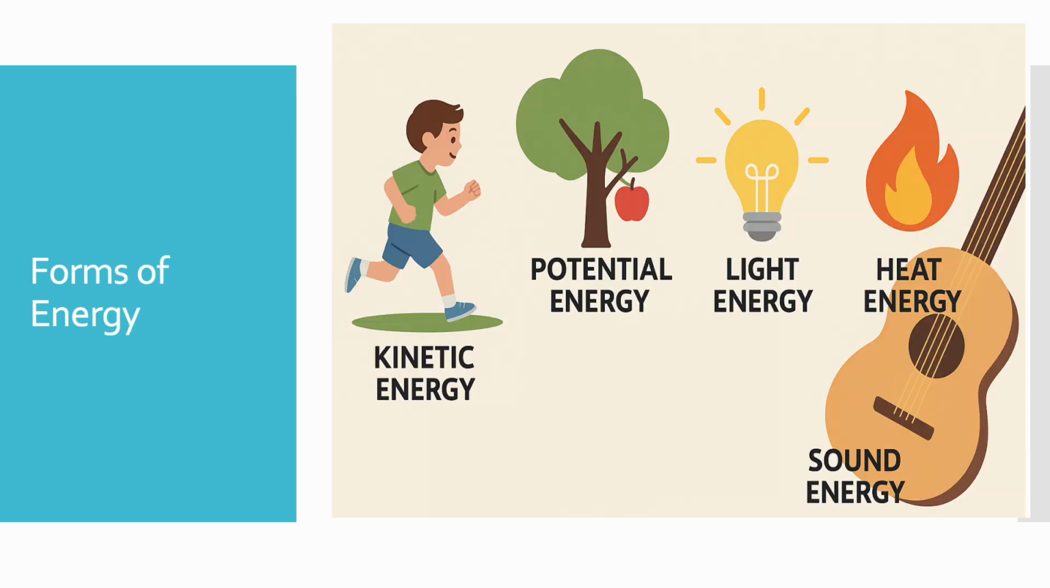Energy exists in different forms. The main forms include kinetic energy, which is the energy of motion, potential energy, which is the stored energy due to position, light energy, which is the energy that enables vision and powers photosynthesis. Then we have heat energy and sound energy. These forms can change from one to another. For example, food has chemical energy that changes to kinetic energy when we move.